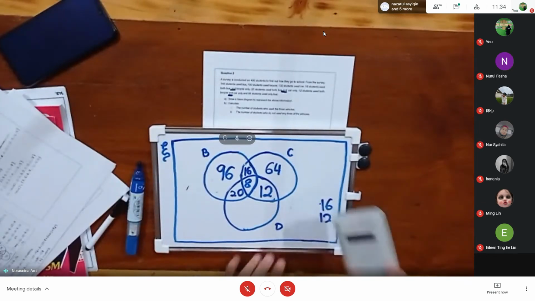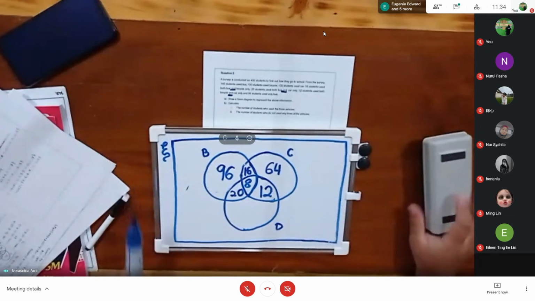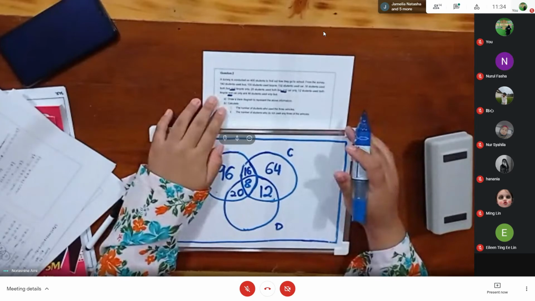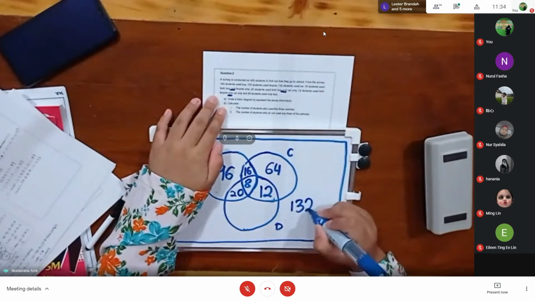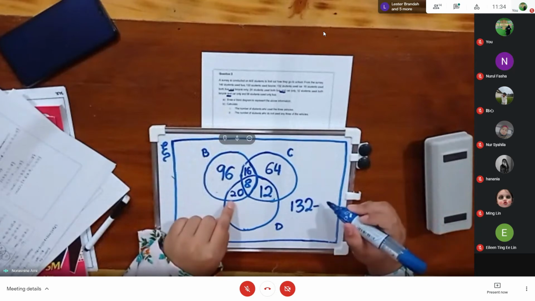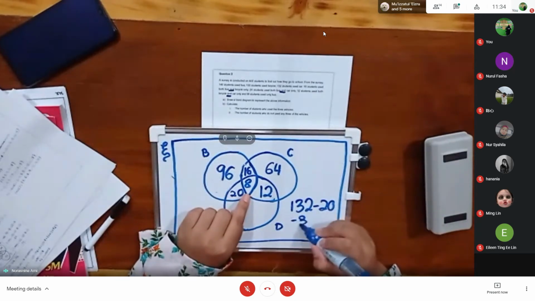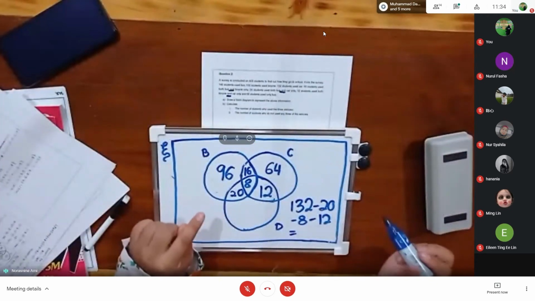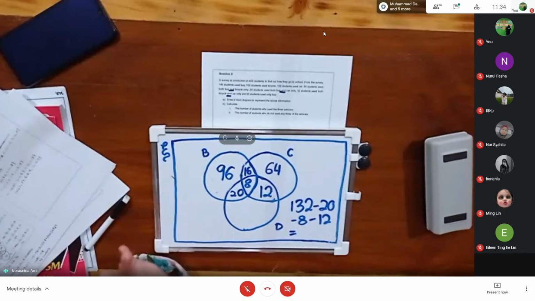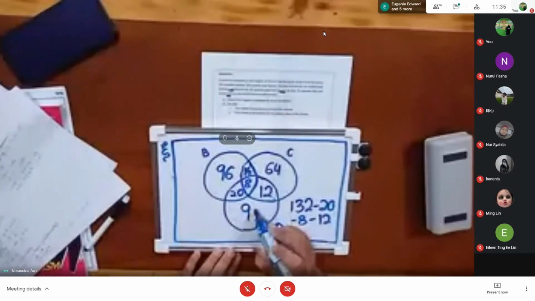Now, same goes with the car. The students who use car only are the students who use car, which is 132, minus the intersection parts, which is 20, minus 8, minus 12. Now we get the answer for students who use car only. 92. Yes, 92.